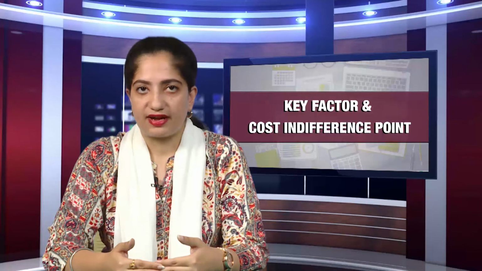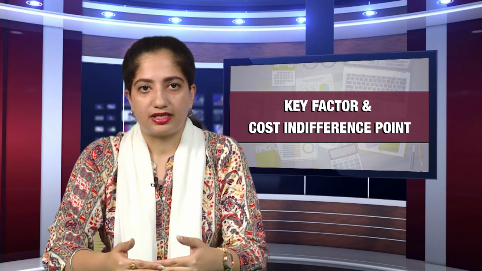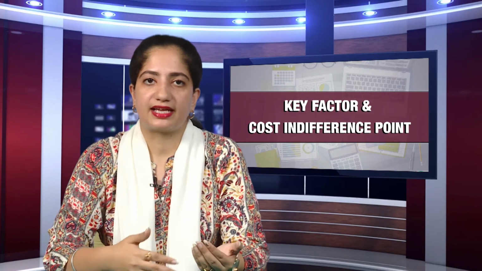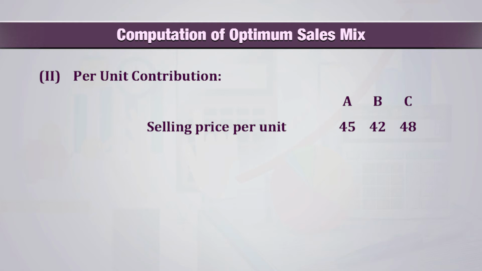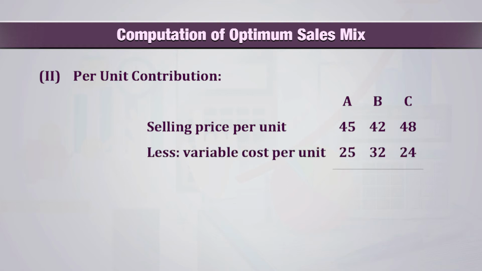So raw material is the key factor in this case. Thus, the determination of optimum sales mix will be done so that maximum profit can be earned. Point number 2, we have to calculate per unit contribution. Selling price per unit for product A is 45, product B is 42, product C is 48, less variable cost per unit, product A is 25, product B is 32, product C is 24. Now per unit contribution comes for product A is 20, B is 10 and C is 24.